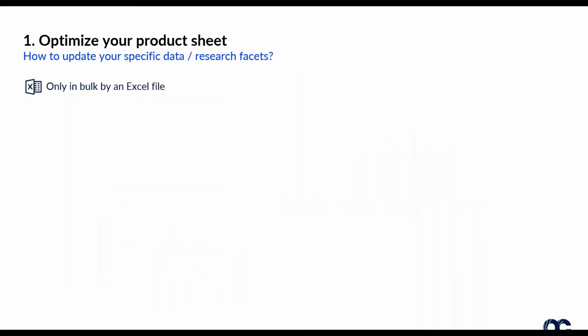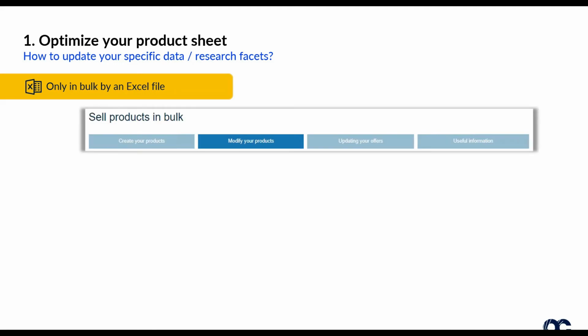So to modify or to update your specific data, you can only do this in bulk by an Excel file. You cannot do this in a unitary way. To do this, simply log in to your seller zone and click on Sell Product in Bulk, then modify your product, and then you will arrive on the page Fill out the research criteria.